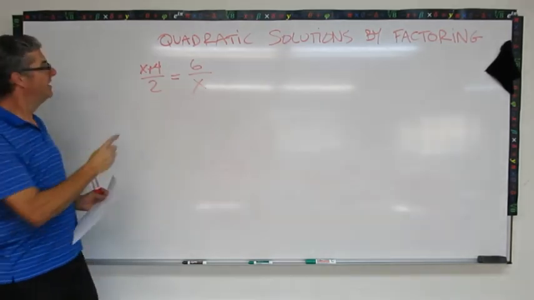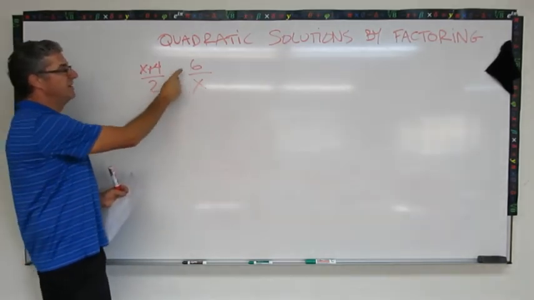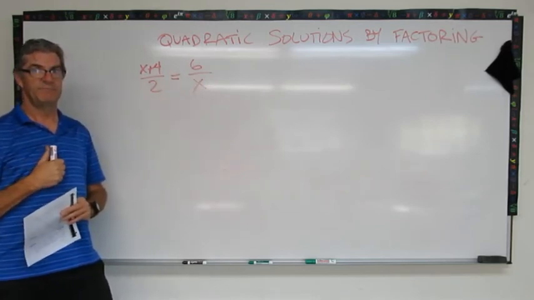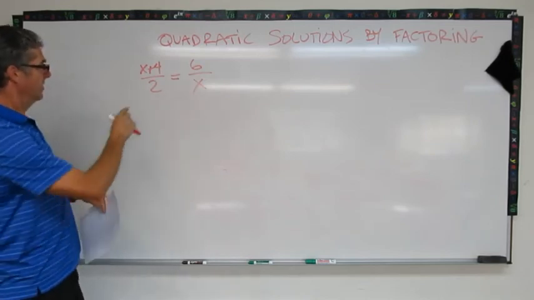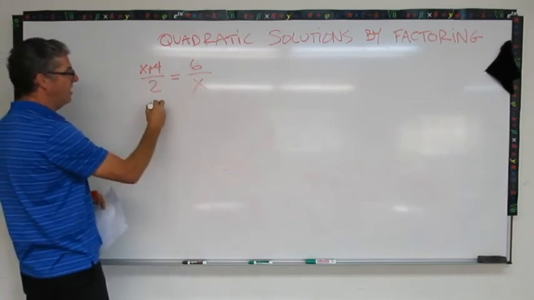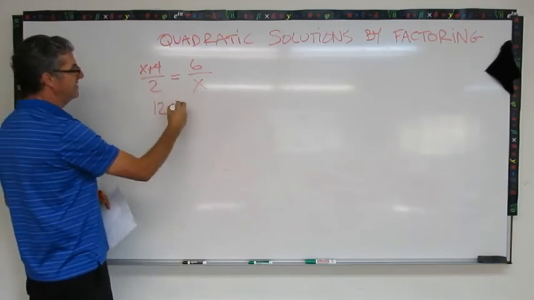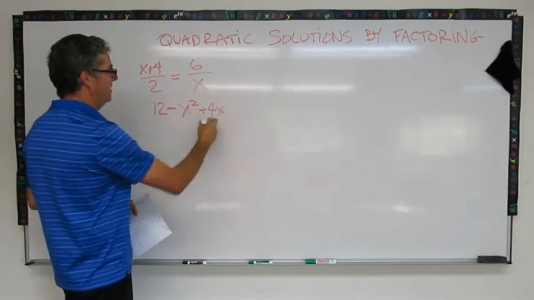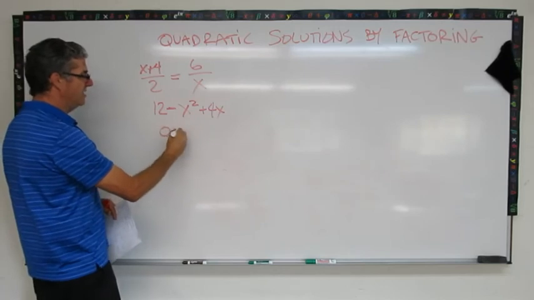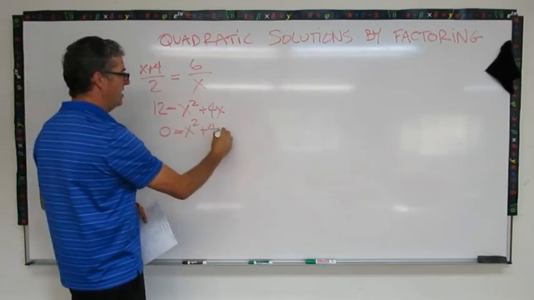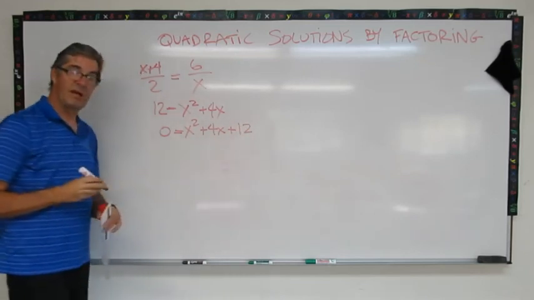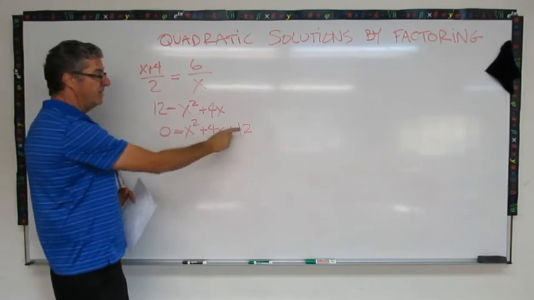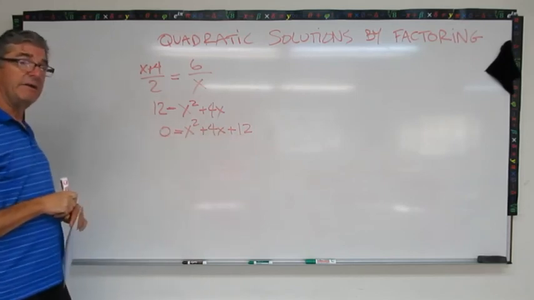Okay, here's one for you to try. X plus 4 over 2 equals 6 over x. Remember to start this one by cross-multiplying. Okay, let's see how you did. I'm going to cross-multiply the 2 times 6, and I'm going to get 12 equals x times x is x squared, and x times 4 is 4x. Subtract the 12 from both sides. 0 equals x squared plus 4x plus 12. Okay? This is a fairly straightforward product sum factoring. Two numbers that multiply to 12 that add to 4. What do you think they are?